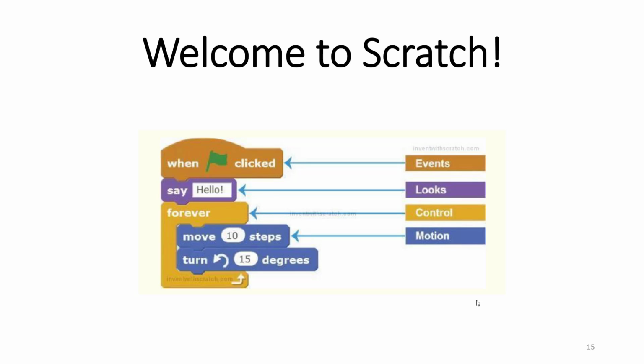So why do I have this in here? Well, notice what we've got here. These things are all color coordinated. So something that's dark brown like this is an event. So when you click or when you get started, this is a looks. So when you get started, it should say hello. Then forever, which means infinitely, it should try to move 10 steps. And it should turn 15 degrees. We're going to look at the turning in just a second.